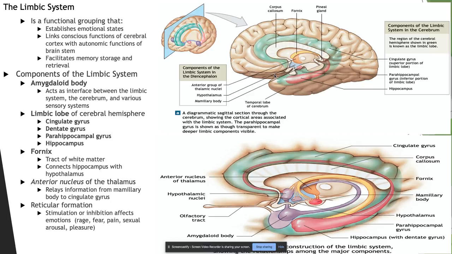So the sensory cortex or motor cortex and association areas of the cerebral cortex enable you to perform complex tasks, but it's largely the limbic system that makes you want to do them. For example, the limbic system is also known as the motivational system.